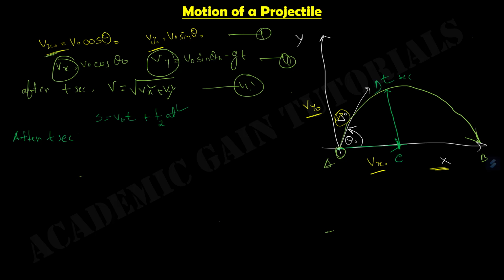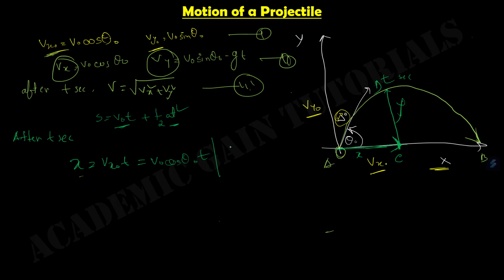So we represent this AC distance as x and the CD distance as y. For x, we can write x equals, as I want to find out in the x-axis, instead of v naught we will write Vx naught t, and we know in the x-axis there is no acceleration. So we can write x equals Vx naught t, or for Vx naught t we can write V naught cos theta naught into t.